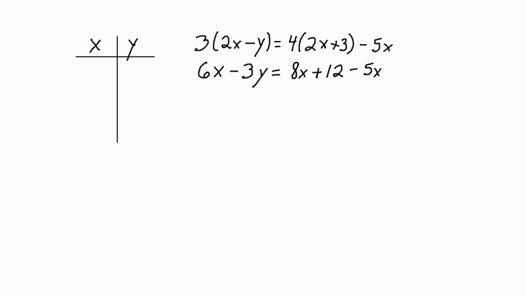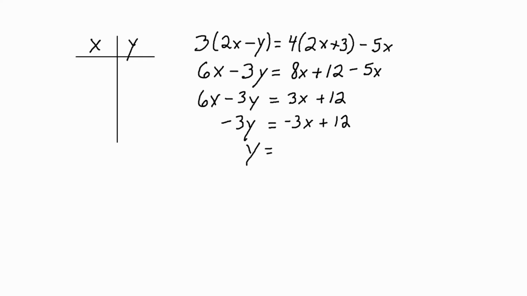On the right side, we can combine like terms. So now we have 6x minus 3y equals 3x plus 12. To solve for y, we now want to subtract 6x from both sides. So we have negative 3y equals negative 3x plus 12. Then we want to divide everything by negative 3. So y equals x minus 4.